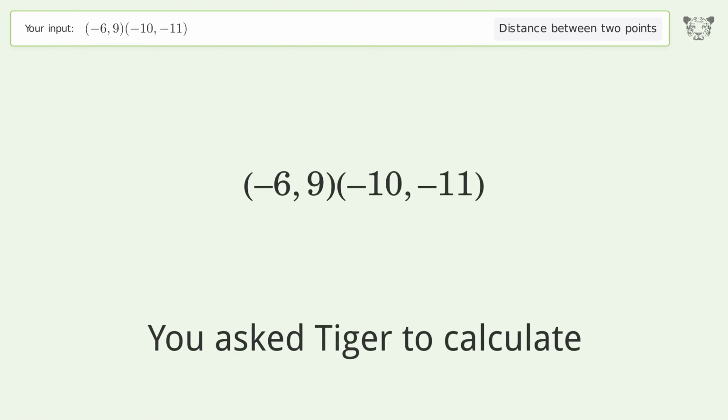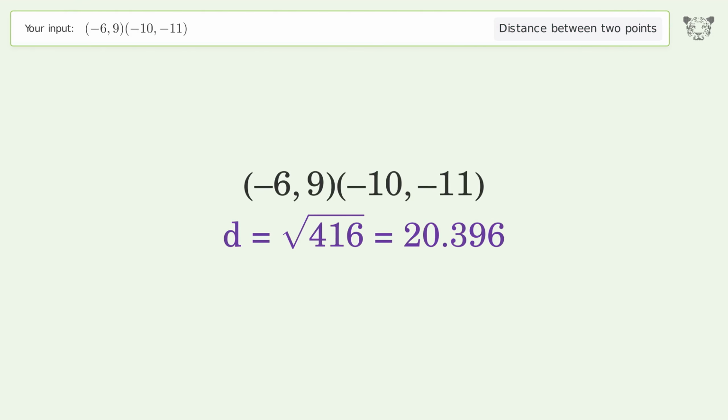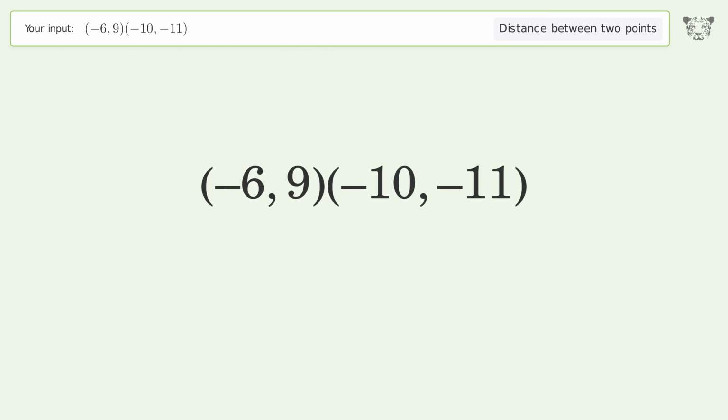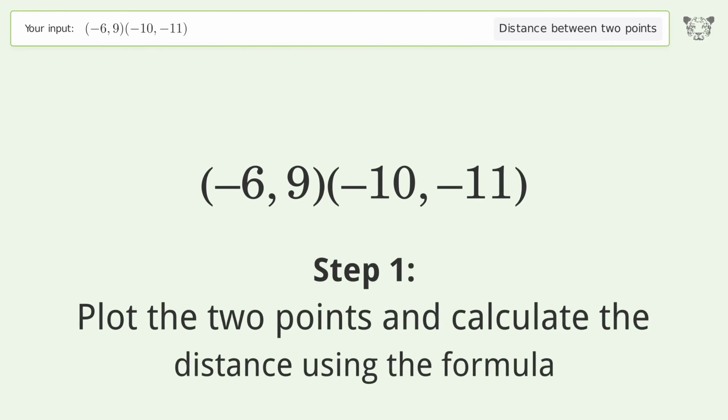You ask Tiger to calculate. This deals with the distance between 2 points. The distance between the 2 points is the square root of 416, or 20.396. Let's solve it step by step. Plot the 2 points and calculate the distance using the formula.